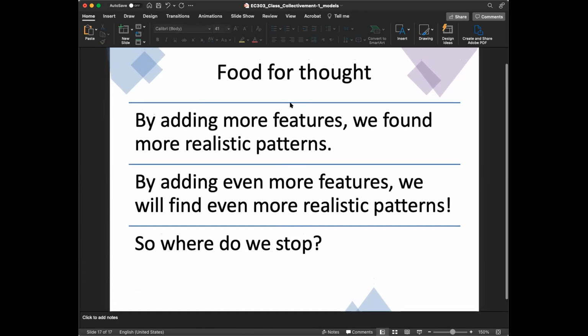Any questions before I go forward? So I presented two models of collective motion, two agent-based models. One was a very simple model. The second one was slightly more realistic and had more details. Okay, no questions. I will go forward.